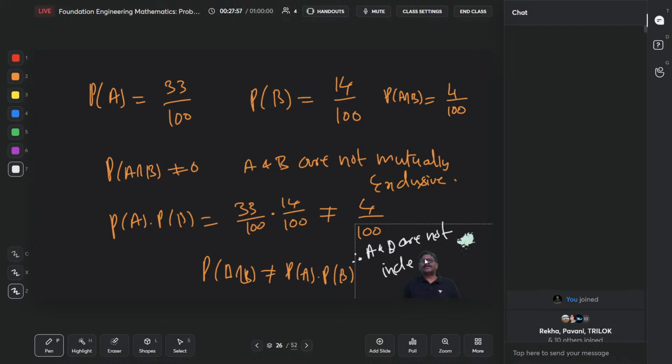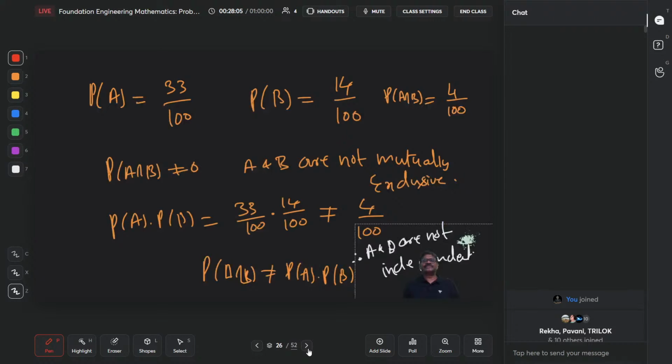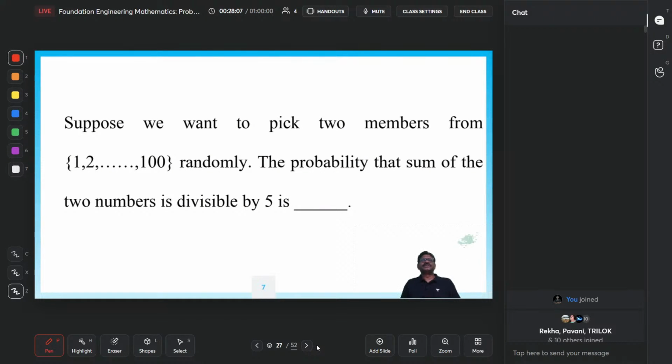A and B are not independent. Therefore, neither mutually exclusive nor independent. Last option is correct. Suppose we want to pick up two numbers from 1 to 100 randomly. What is the probability that the sum of the two numbers is divisible by 5?